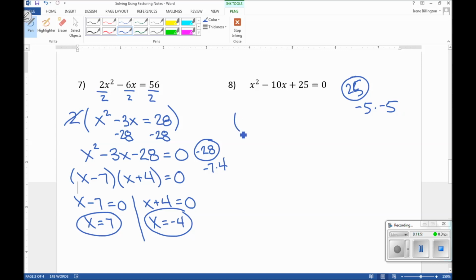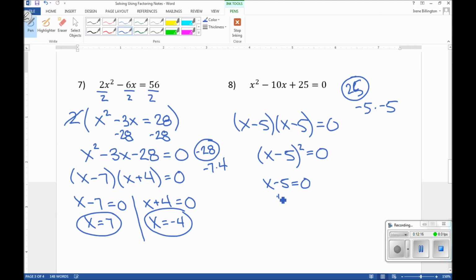So our polynomial becomes x minus 5 and x minus 5 equals 0. Remember, when the two binomials are the same, I can write this as x minus 5 squared is equal to 0. So I'm only going to have one solution for this equation. x minus 5 equals 0. Add 5 to each side. x is equal to 5 is my one and only solution.